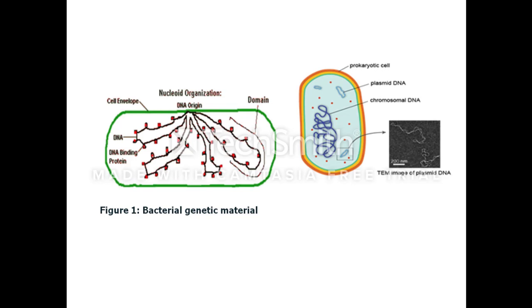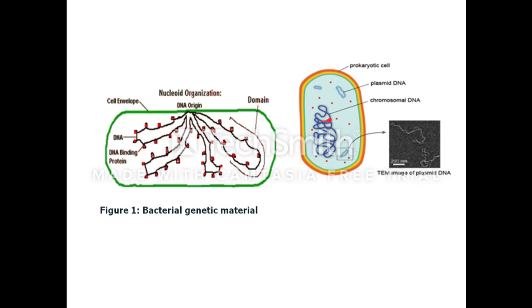This is the diagrammatic representation of the bacterial DNA. It is a primitive nucleus having the genetic material attached at one end to the plasma membrane, and it is in direct contact with the cytoplasm. And it is not associated with any histone molecule.